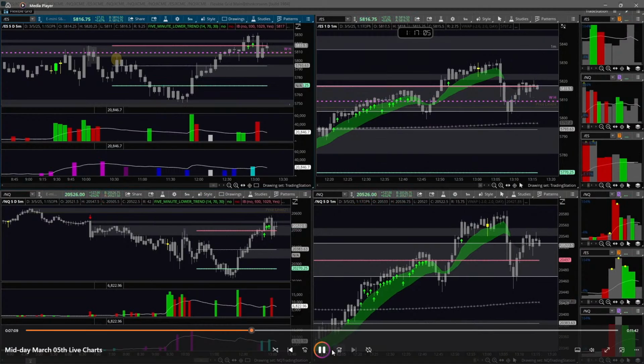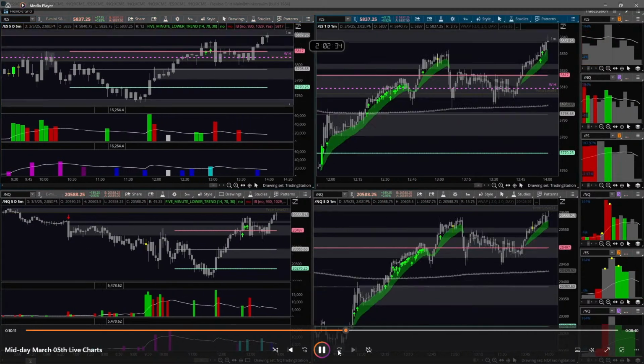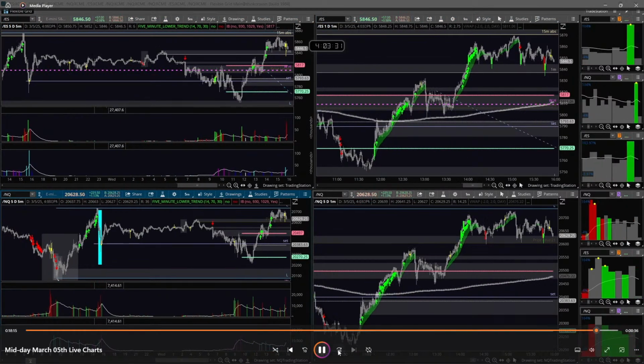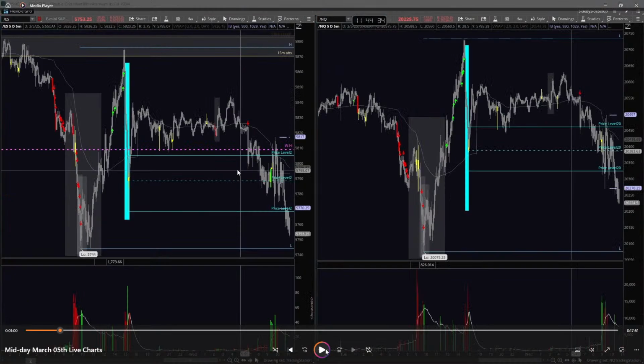Not really much to work with. Price did continue moving higher after that, and then kind of just died out, I think, at the tops there. And that was just it for the day. So that's basically it.